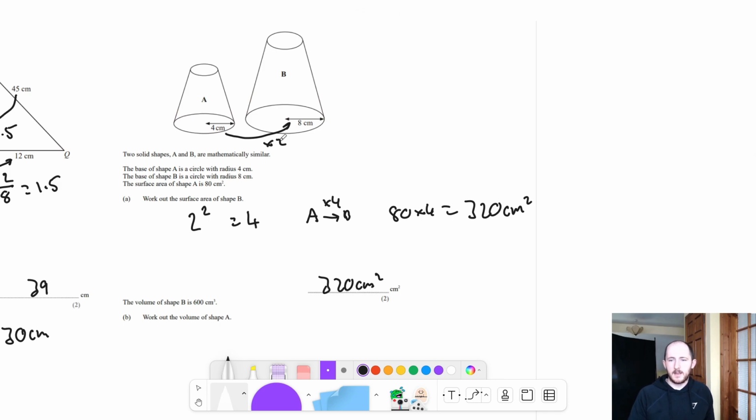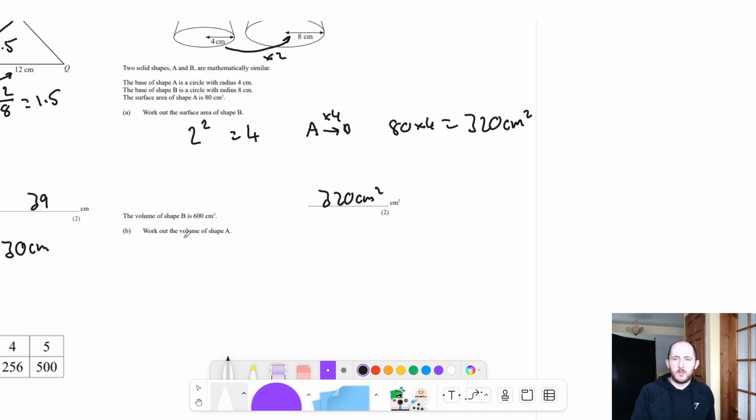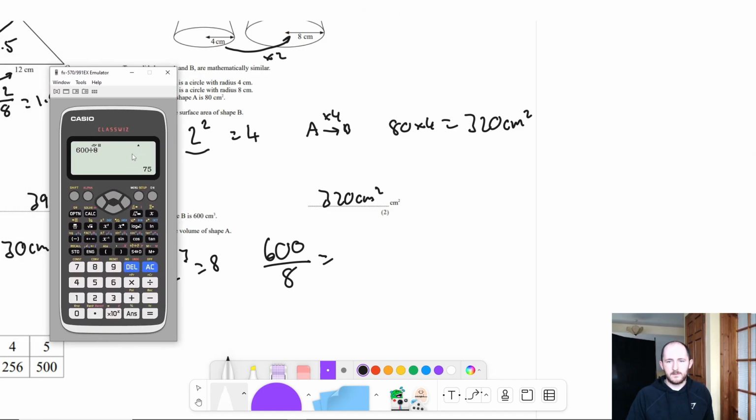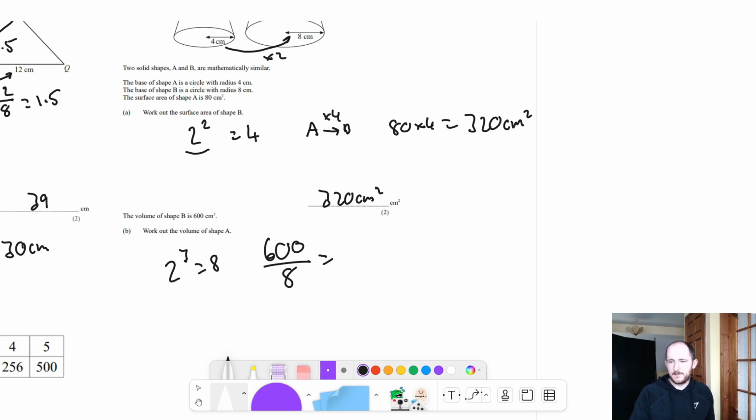And I mentioned that in order for the volume, you work out the length scale factor and you're just cubing it instead. So it equals 8. Now the volume of shape B is 600 and we're going to A. So instead of timesing by 8, we're going to be dividing by 8. Let's just use a calculator for this. Just realised you can't see that. There we are. 75, alright.